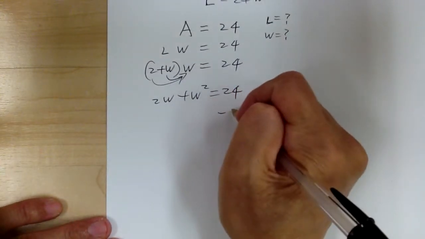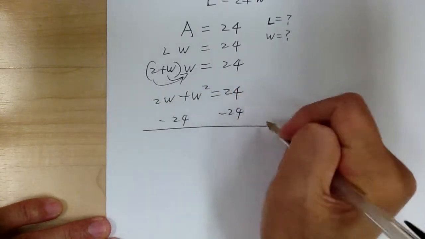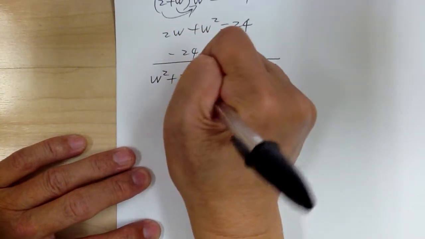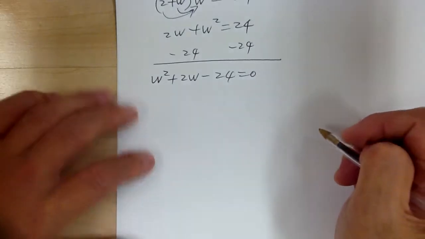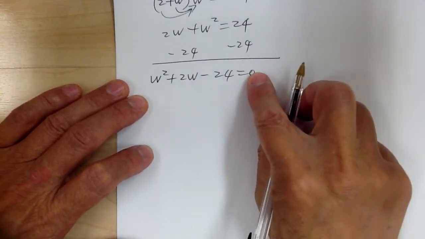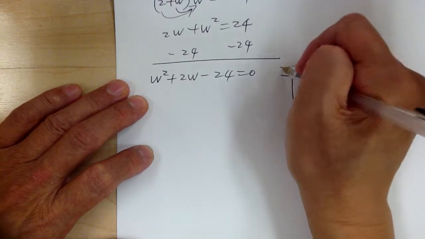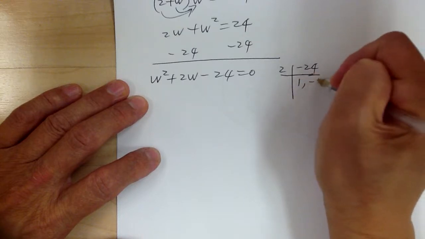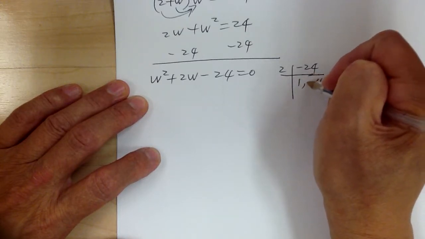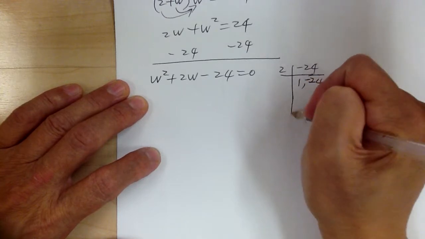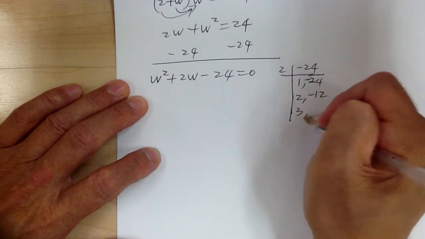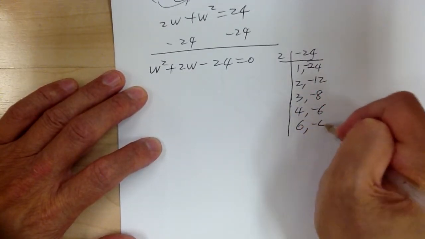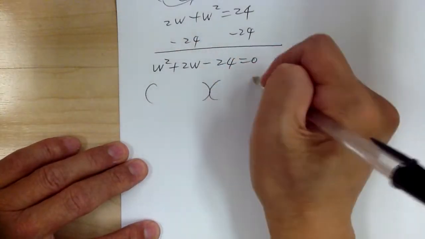Then you have to make it equal to 0. So minus 24, minus 24. And again, you arrange things in order. So you get W squared plus 2W minus 24 equal to 0. So now you can do the factoring. Again, it's equal to 0, so you can do the factoring. So get your master product. So start with 1, negative 24. Okay, 2, negative 12; 3, negative 8; 4, negative 6. So from here you can see you need to have a 6 and negative 4. Okay, so you can get your parentheses.